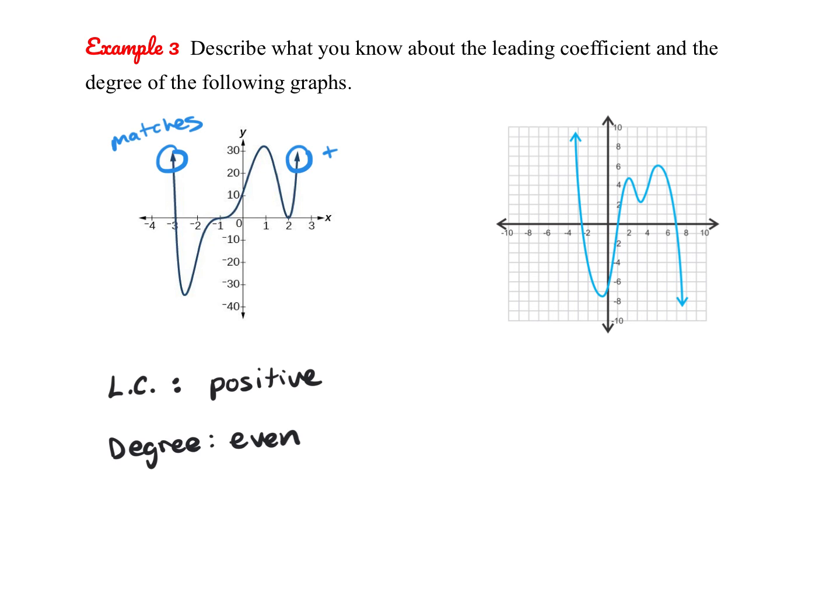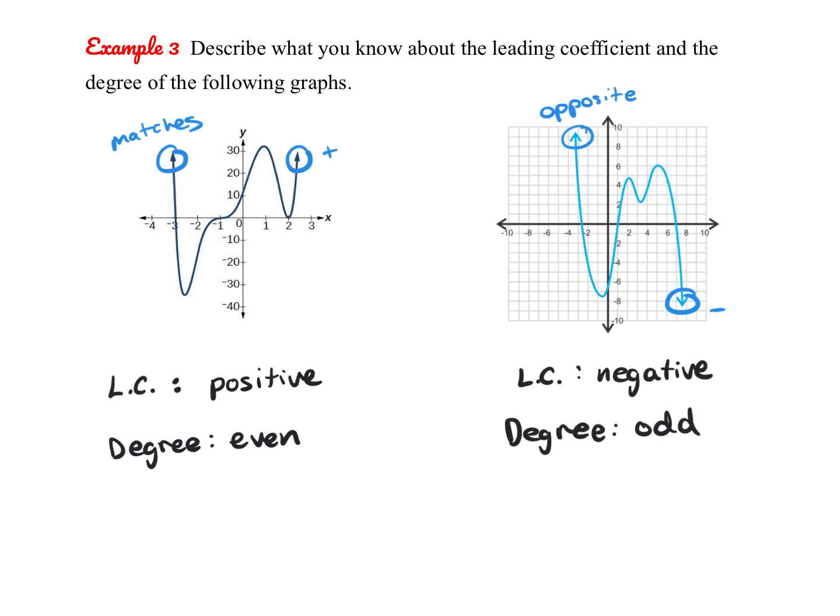Okay, let's look at this second one. I look at the right side of my graph. The right side is going down. That tells me that my leading coefficient is negative. And then I see if my end behavior matches or not. I notice that my end behavior is opposite. One side goes down, one side goes up. That tells me that my degree is odd. And there you go.